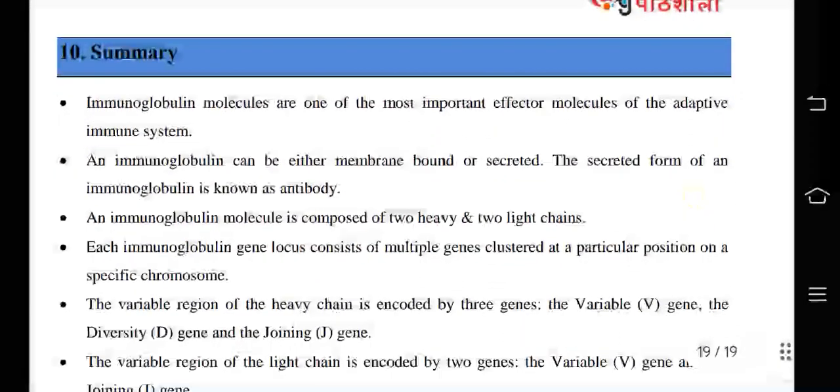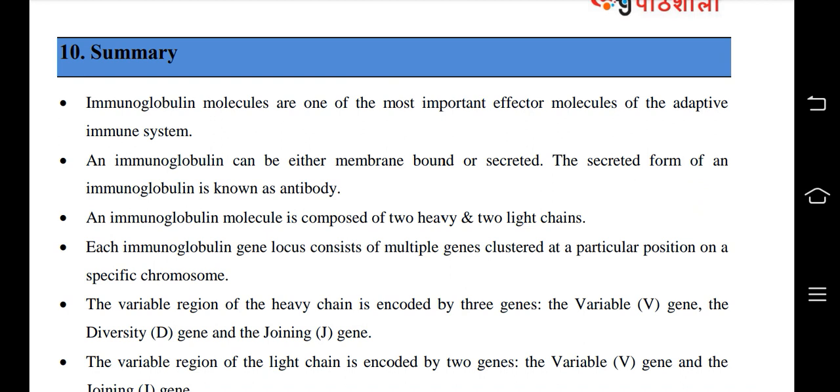So now let's have a quick summary. Immunoglobulin molecules are one of the most important effector molecules of the adaptive immune system. An immunoglobulin can be either membrane bound or secreted. The secreted form of the immunoglobulin is known as antibody. An immunoglobulin molecule is composed of two heavy and two light chains. Each immunoglobulin gene locus consists of multiple genes clustered at a particular position on a specific chromosome.